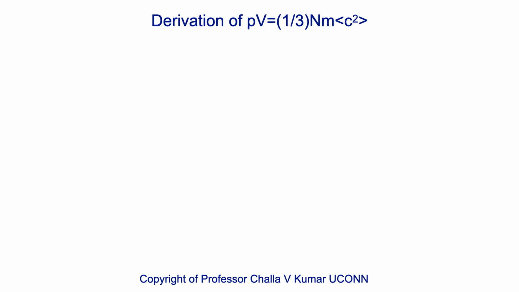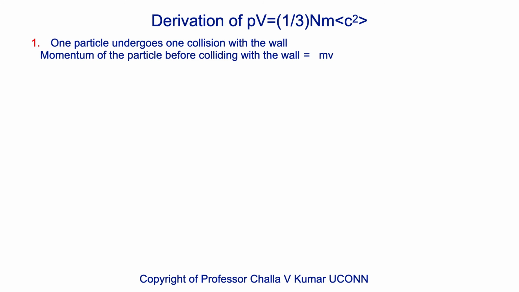On this slide, we have the translation of the steps we described on the previous slide in terms of mathematical details. Let's consider first one particle. It's making just one collision with the wall, kept perpendicular to the x-axis, and the wall cross-section area is A. Let's keep these in mind. The momentum of the particle before it collides with the wall is simply equal to its mass multiplied by its velocity, so mv.